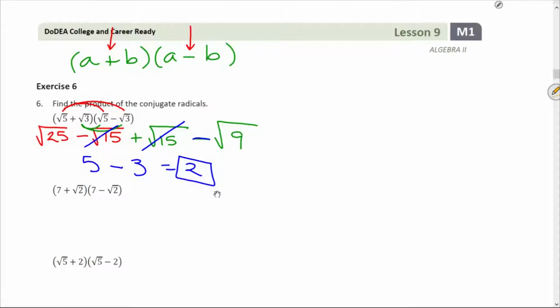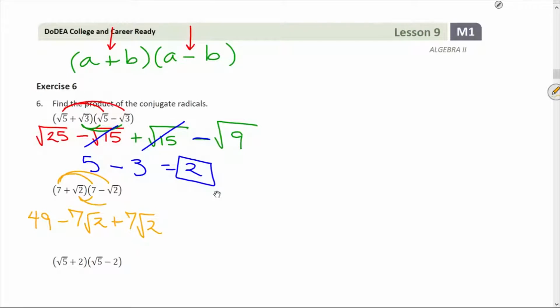7 times 7, again, multiplying whole numbers together, just like we're used to. 7 times 7 is 49. 7 times negative root 2, again, you multiply the numbers inside radicals together, numbers outside radicals together, but you don't really mix them without simplifying. So this actually becomes just a minus 7 root 2. And then a positive root 2 times 7 becomes plus 7 root 2.